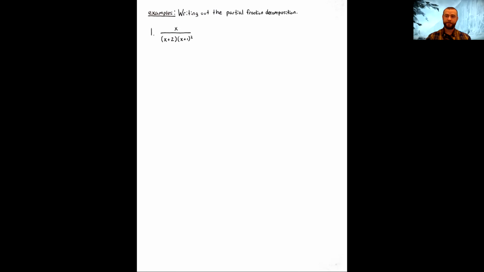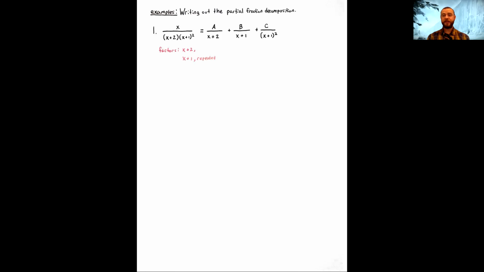It's repeated twice. So our decomposition, we use the decomposition for linear factors, a constant over the factor, a over x plus 2, and then b over x plus 1. Since x plus 1 is a repeated factor, we include another partial fraction with the denominator x plus 1 squared. And we don't have to continue beyond that because the repeated factor x plus 1 was only repeated twice.